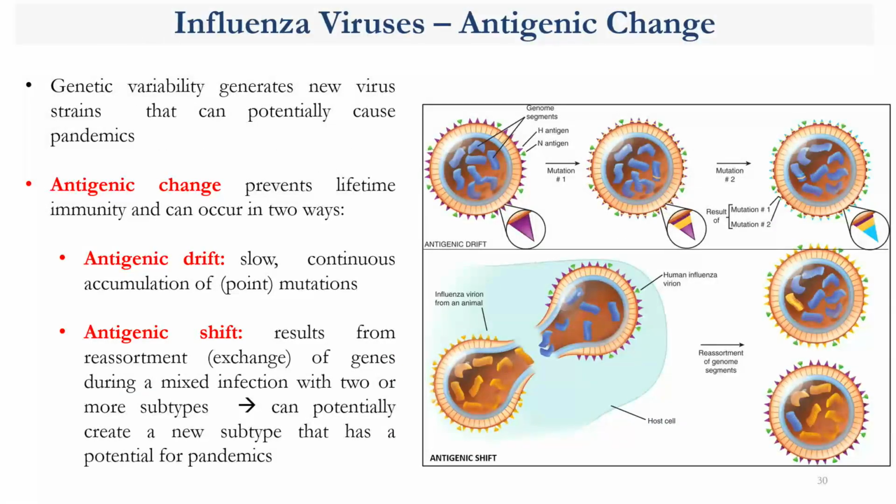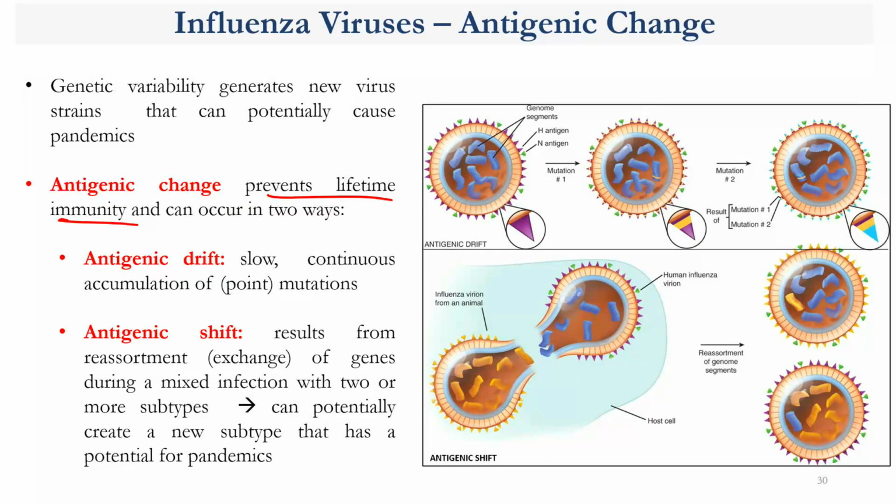Now, as these viruses mutate, there's a lot of genetic variability, okay? So it generates new strains that can potentially cause pandemics. How do these changes happen? Well, you can have antigenic change, which prevents lifetime immunity. And this can happen in two different ways. So antigenic change is basically changing the protein or the component that your immune system recognizes. So the antigen changes so that the immune system is not as effective.